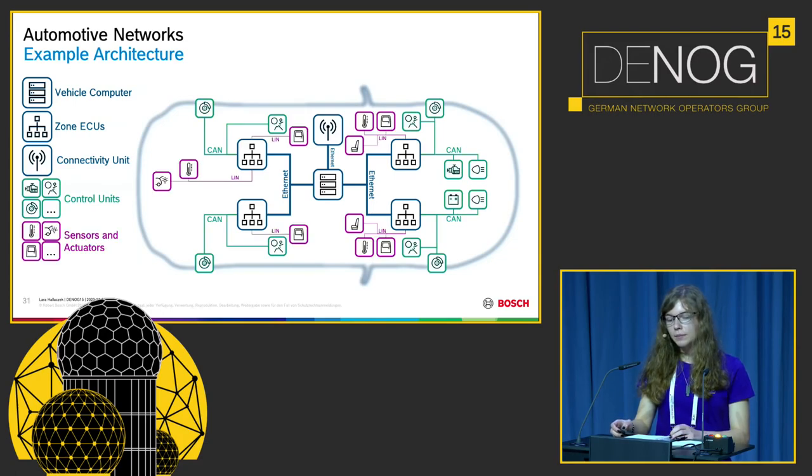Then at the end, let's add some sensors and actuators. For example, the electric window openers or seat control or something like that. It's not safety relevant. It doesn't need a lot of bandwidth. So we're using LIN here because it's cheap. And with that, we have a small example architecture. Of course, in reality, the networks in cars are much more complex. They have many more ECUs. But this is a small example that maybe gives a good overview.